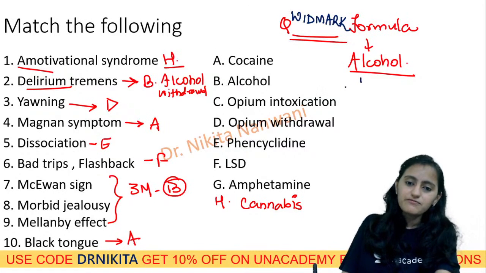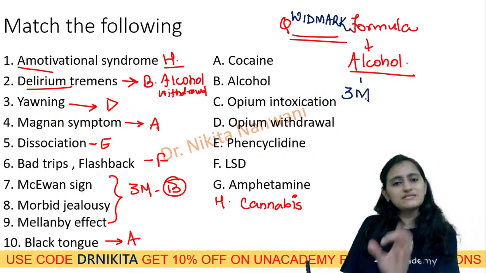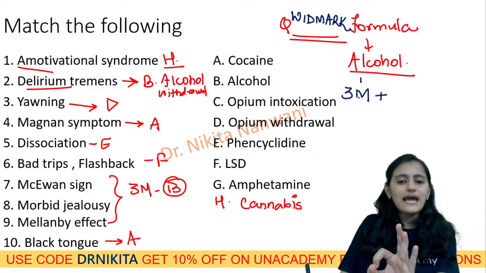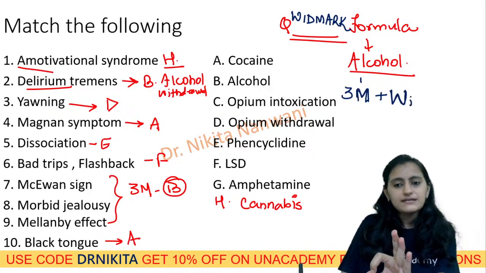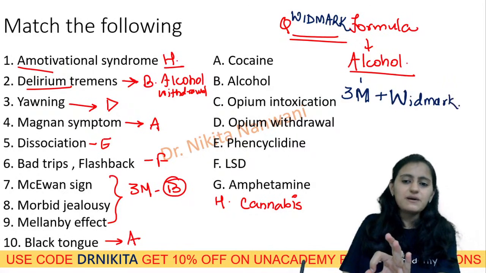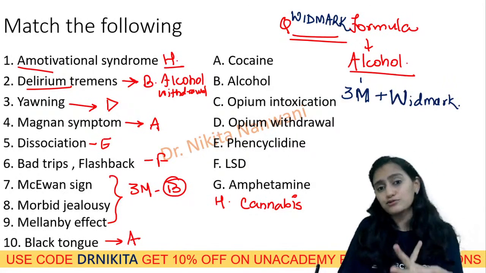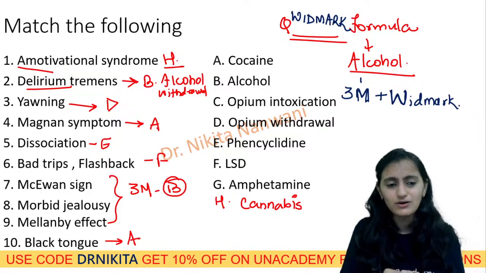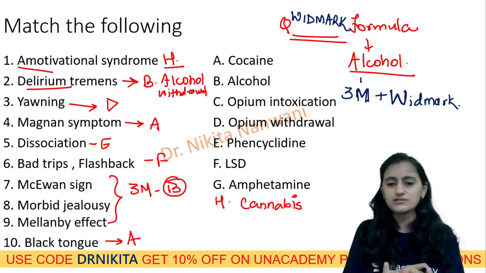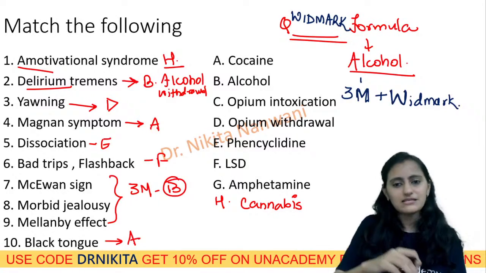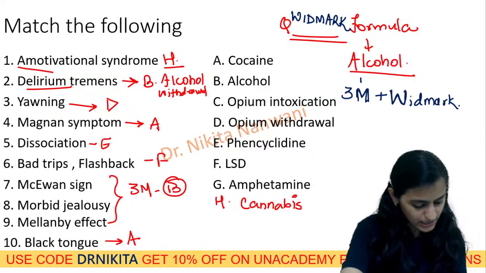So you can remember for alcohol, the 3 M's that we saw plus M ka ulta is your W. W is ulta of M. So 3M plus the Widmark formula. So M and W, they go together. We have seen in many cheat codes in our immunodeficiency disorders also. So 3M and W, that is Widmark is used for alcohol. Okay.